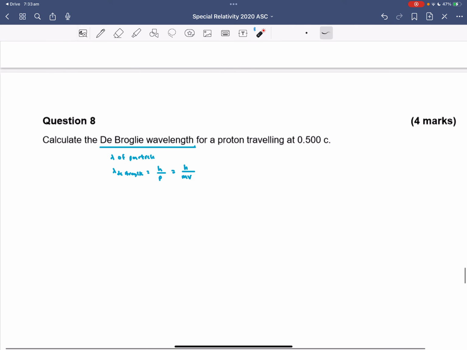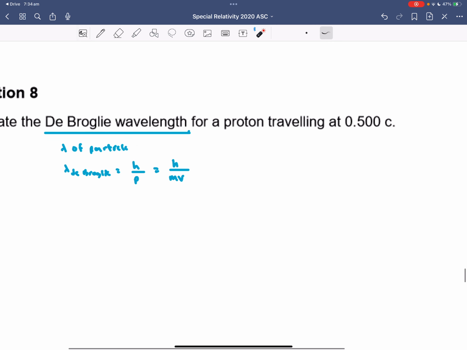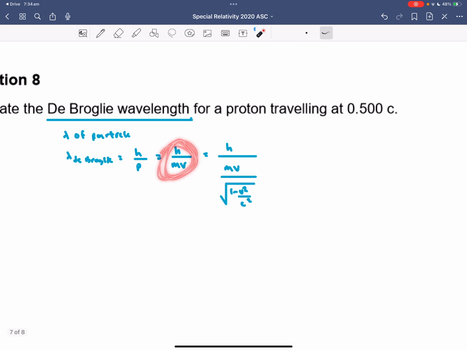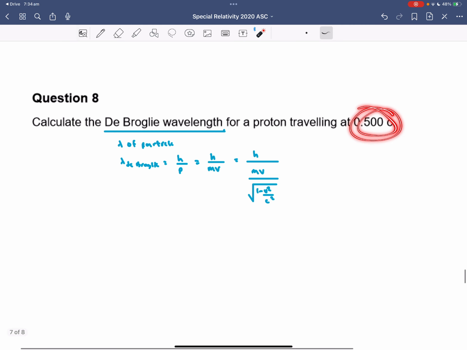Unless you're talking about relativistic speeds, and we are, we're talking about 0.5 c. So in fact, the correct formula wouldn't be this. The correct formula would be h on the relativistic momentum. And the relativistic momentum is not just mv, it's mv on root 1 take v squared on c squared. That's the correct formula to use if something's traveling at a very high speed. The simple formula does the job at low speeds, but as soon as the speed starts to get close to the speed of light, so 0.5 c counts, we start to use that formula.